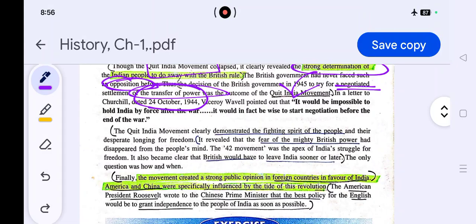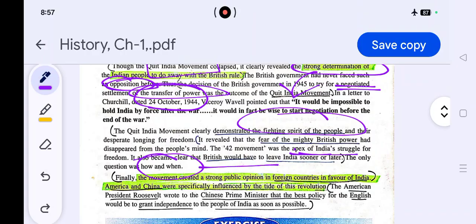The Quit India movement clearly demonstrated the fighting spirit of the people and their desperate longing for freedom. It revealed that the fear of the mighty British power had disappeared from the people's minds. The 1942 movement was the apex of the Indian struggle for freedom. It became very clear that the British would have to leave India sooner or later. The only question was how and when. So this movement actually made sure that the British go away. When and where, that would be decided.